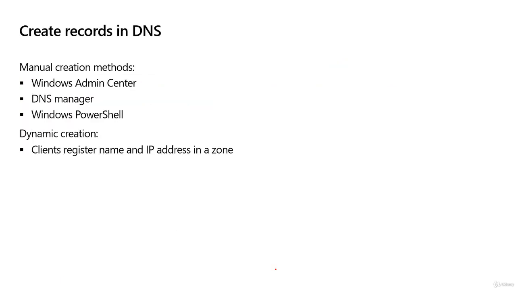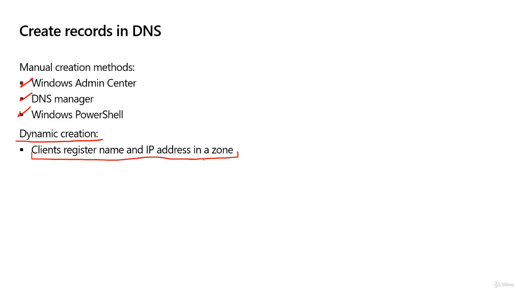Now, there are a few ways to create records. You can manually create records in DNS using the Windows Admin Center. You can use the DNS Manager, just the graphical tool itself. You could create records using Windows PowerShell. Not common to do any of those. One of the most beneficial things about DNS is this dynamic creation of records. Your clients will automatically register their name and IP addresses with the DNS server. So every time you connect to the network, it's going to query DNS and say, I need to register. Whatever the computer name is, whatever IP address it has, attempts to register in DNS.